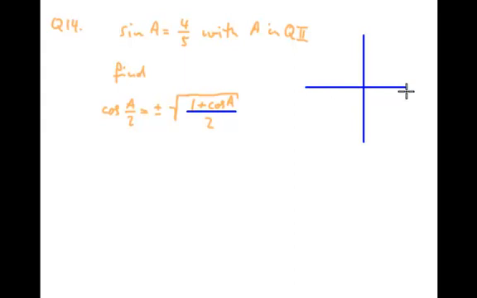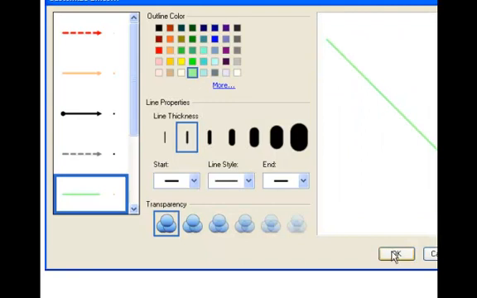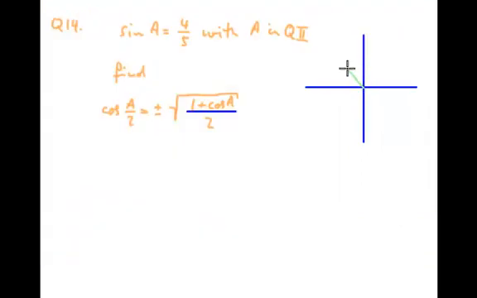So here's my coordinate system, and here would be my angle A, right there, because it says in quadrant 2. So that's my angle A. Now 4/5 means that this side here is 4, and this one here is 5. This is how the sine is defined.